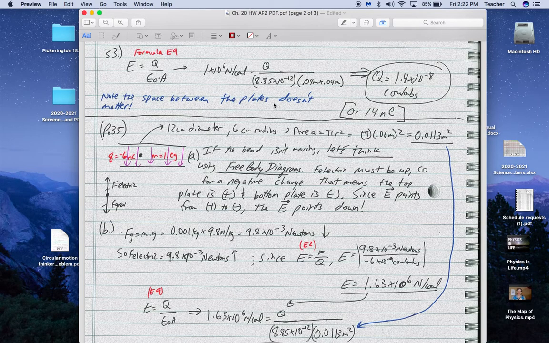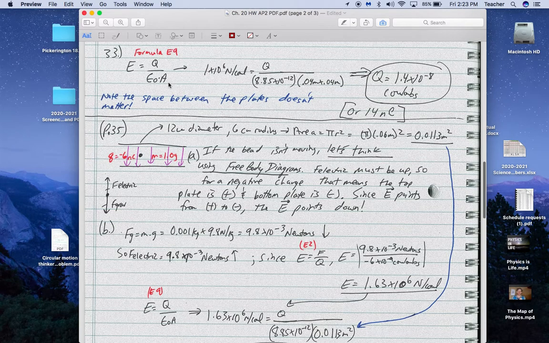So when I do that and I rearrange it algebraically, I get 14 nanocoulombs, or 1.4 times 10 to the negative 8th coulombs. So note here that the space between the plates doesn't matter. The electric field is going to be the same whether or not those plates are close together or far apart. All that matters is how closely packed those charges are to each other.